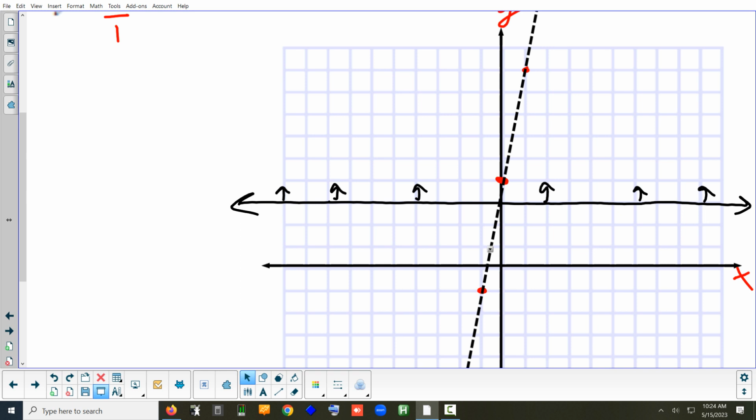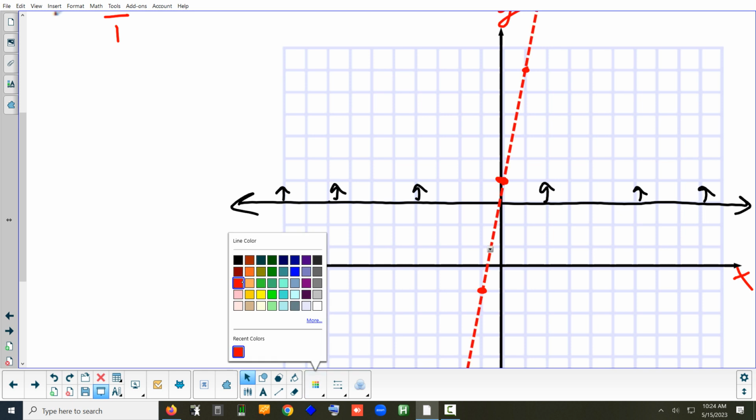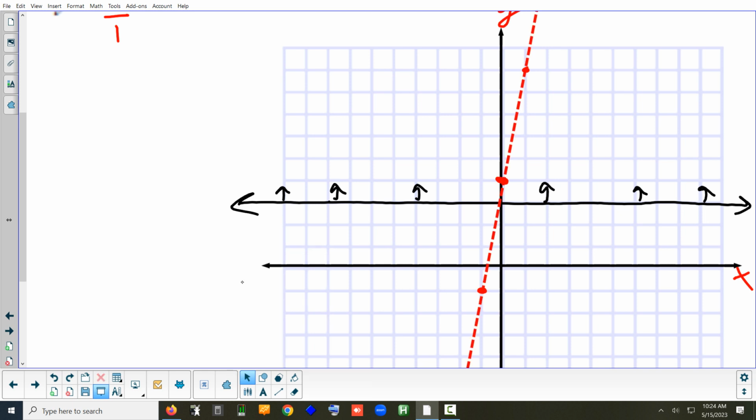I said I would do it in red. Forgot to make it red. So below that line is going to be here. So that's below the red line. And we have to be above the black line. So where am I going to end up shading?